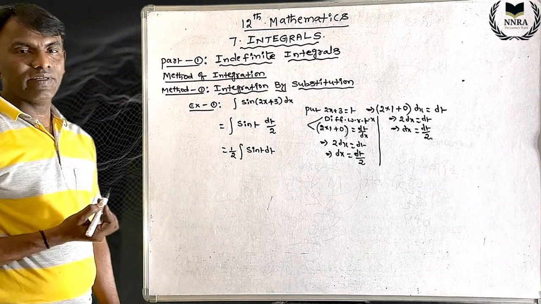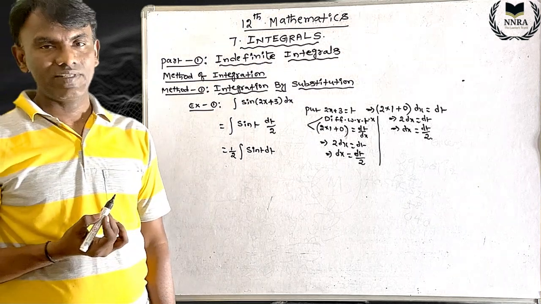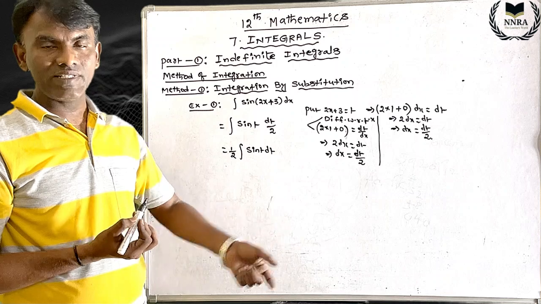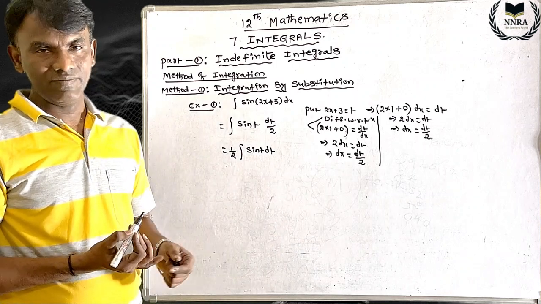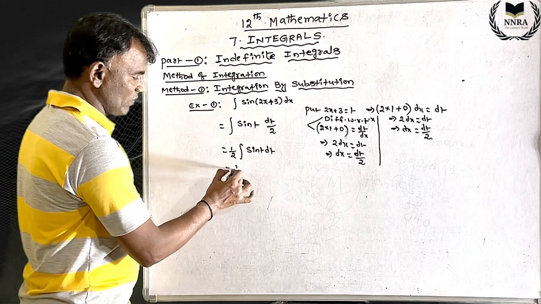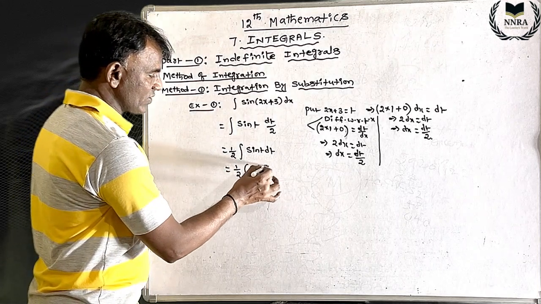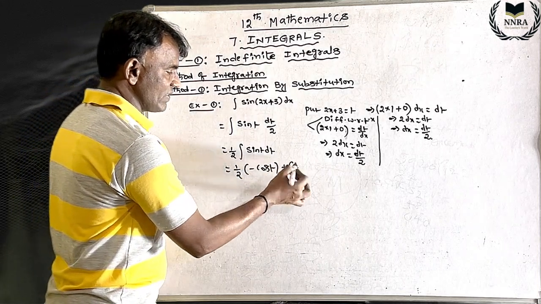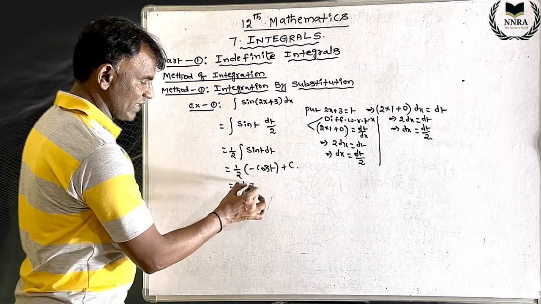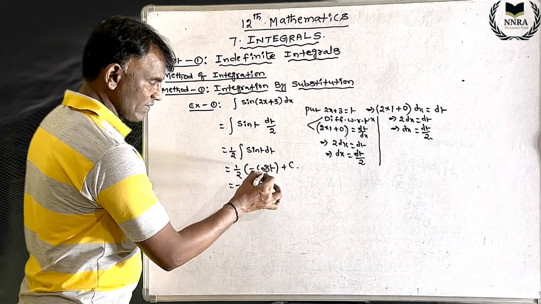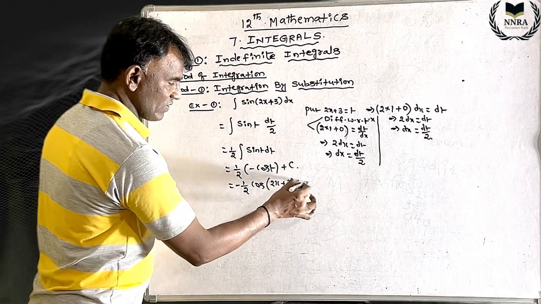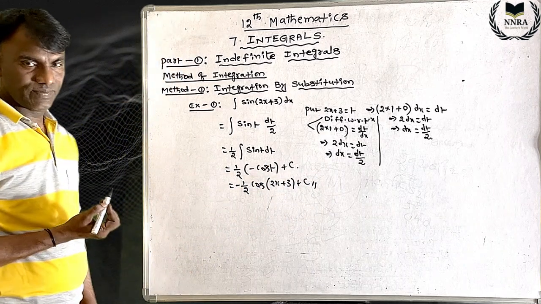What is the value of integral sine x dx? That is minus cos x. So here it is integral sine t dt. Only the variable is different, but the formula is the same. Then we get minus cos t. Okay. So how to write this one? 1 by 2, then minus cos t, then constant c. And finally substitute the t value, that is minus 1 by 2 cos of, what is the value of t? That is 2x plus 3. Then constant c. That is the answer.